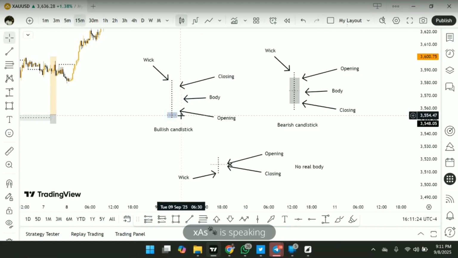I said black is red for me because I customized my chart to my preference. Are you getting it? So the sellers came in and pushed the price from here, from the opening, towards this level down here.